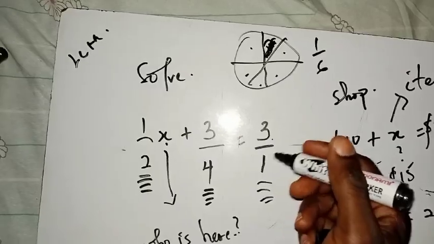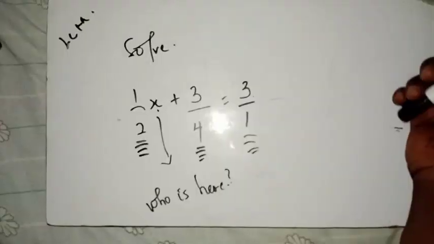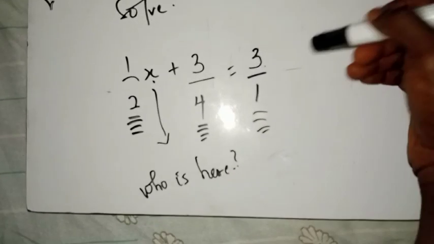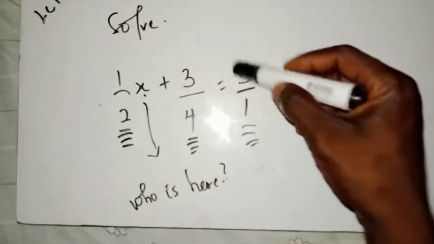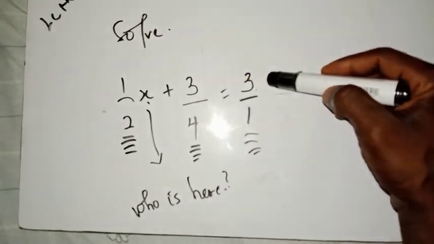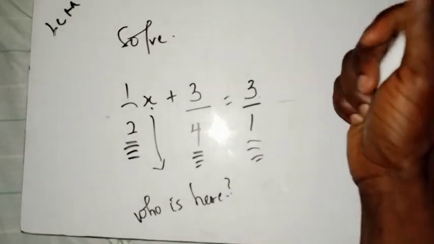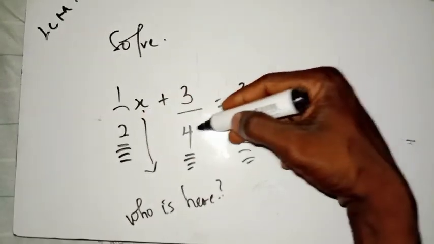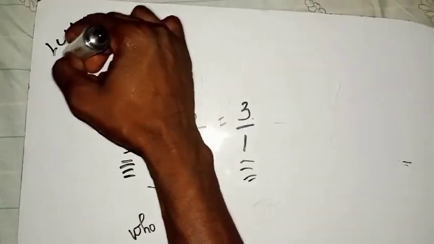How do you find that least common multiple? It is among the guys down here, right? We don't care about whoever is on top here. We don't really care about that. So the denominators are 2, 4, and 1. The least common multiple is equal to 4.